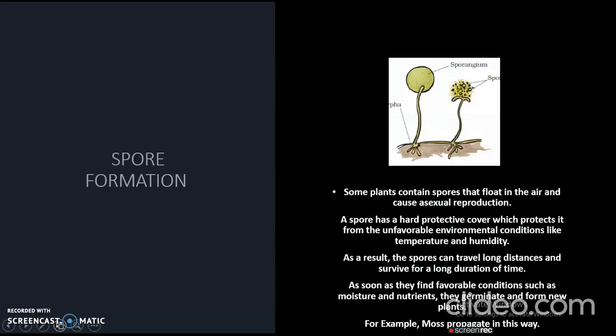Now, this is a bit of a tricky topic: spore formation. Some plants contain spores that float in air and cause asexual reproduction. There are a few plants which contain spores, and they float in air, which causes asexual reproduction. A spore has a hard protective cover which protects it from unfavorable environmental conditions like temperature and humidity.